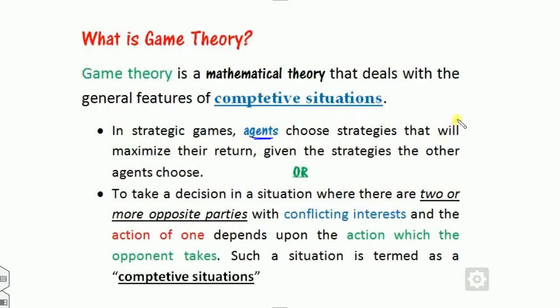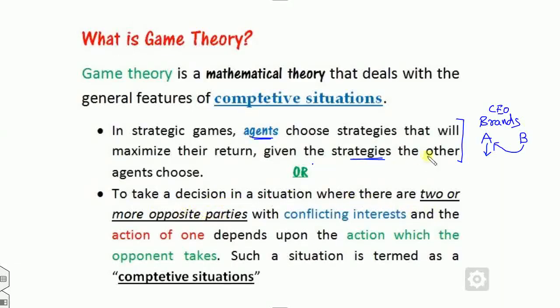For example, in the market there are two brands, brand A and brand B, and the owner or CEO of each brand wants to maximize their share or profits. The tasks performed by the CEO of brand A will definitely be followed by brand B, or brand B will look at the situation of brand A. That is the meaning of a person choosing a strategy that maximizes returns given the strategies the other agent chooses.